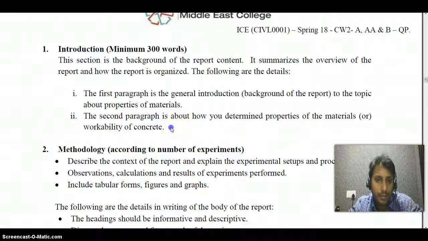This is the information which we are expecting you to write in the introduction. So there is no separate introduction for experiment 1, experiment 2, experiment 3. It's not separate. You can discuss it all together, because the first 3 experiments deal with fine aggregate, the fourth experiment deals with coarse aggregate, and the fifth and sixth experiments deal with concrete and its workability characteristics.